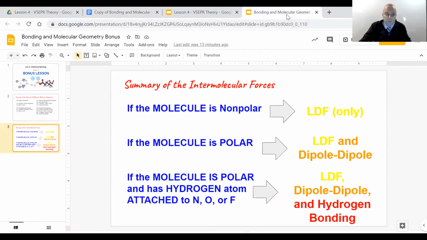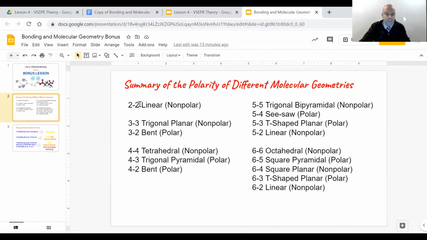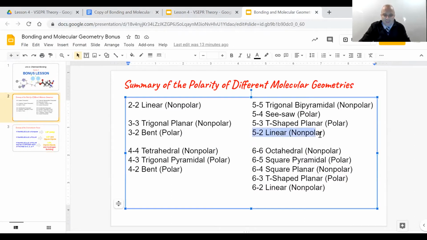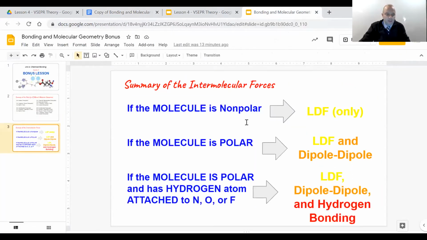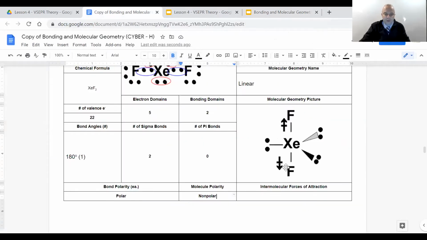For the molecule polarity, we're going to go back and look at our cheat sheet here. So a 5 and 2 is right here. Since they're both fluorines on the end, we can call that nonpolar. And then similar to what we saw for carbon dioxide, we're going to again look at our sheet here. For nonpolar, we have LDF only. So LDF in this spot here, and we are now done with problem number 6. Again, if you have any questions, please let me know.